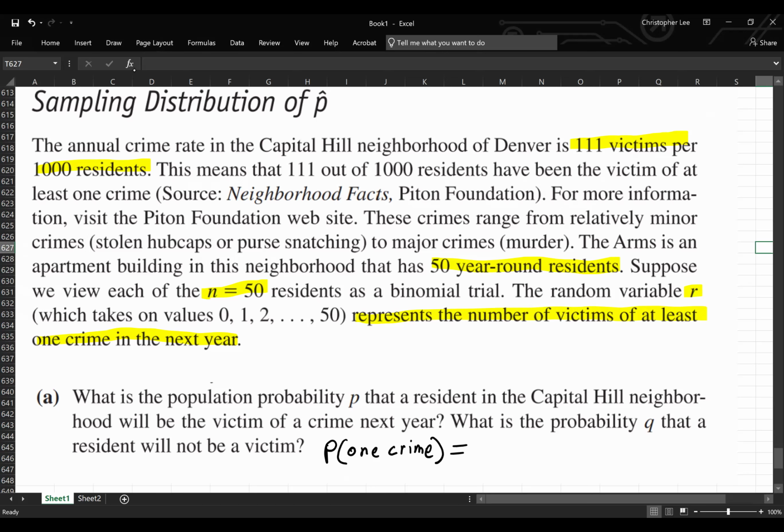P plus prime? Kind of. Let me give y'all a hint. It's P hat, which is equal to R over N. So what's the answer? What's R? What's N? Don't overthink it.